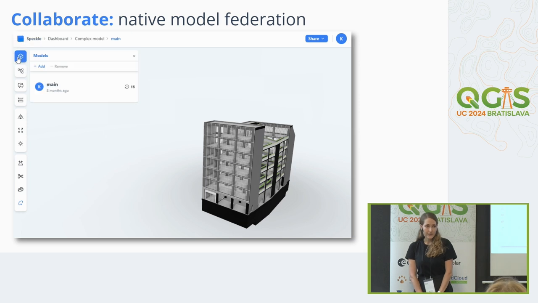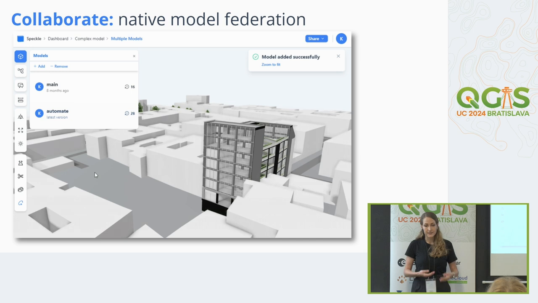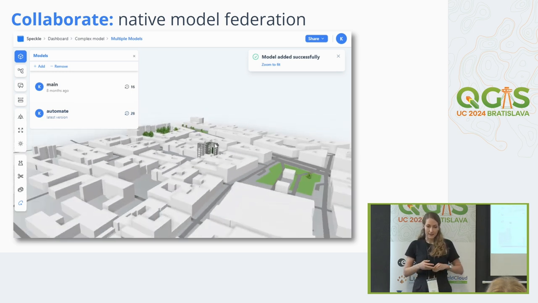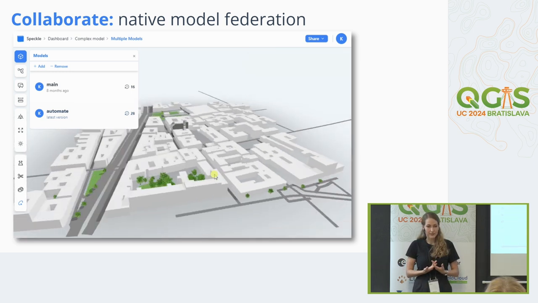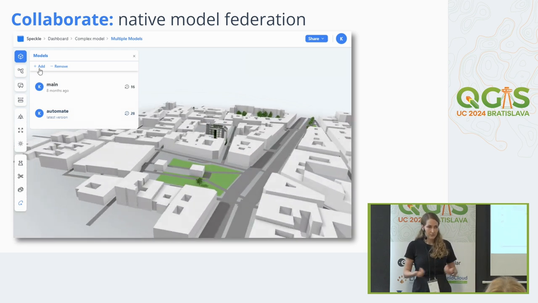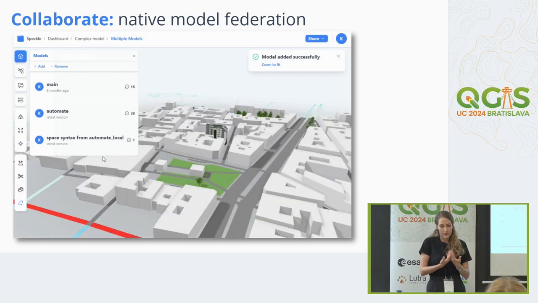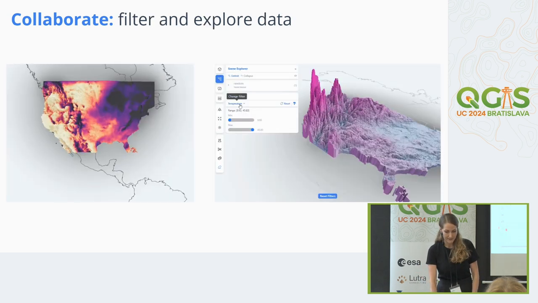You can federate multiple models together. So if you have your, again, city context and architectural model in different models, you can put them together in the viewer and you don't need to worry about combining all the different types of data in one kind of software and sending it all together. It can be sent separately and visualized later.